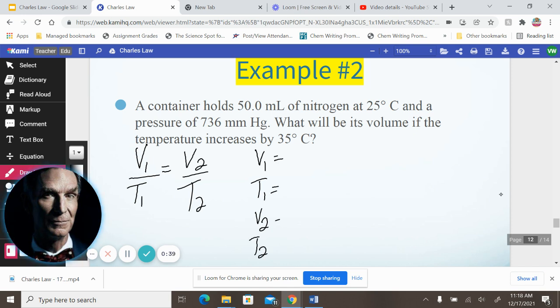Okay, so our initial volume is going to be 50 milliliters. Your volumes need to be in liters for this formula. So there's 1,000 milliliters in 1 liter. So to convert this from milliliters to liters, we're going to divide by 1,000. Okay, when you divide by 1,000, you're moving your decimal to the left 3 times.